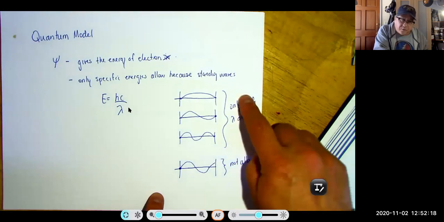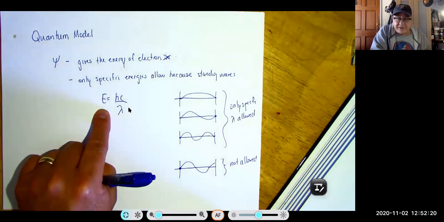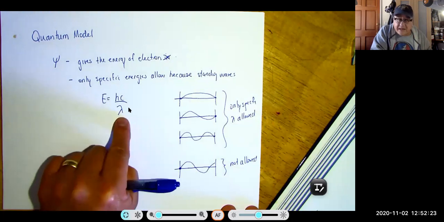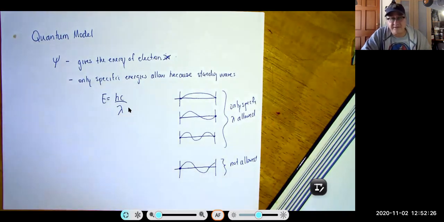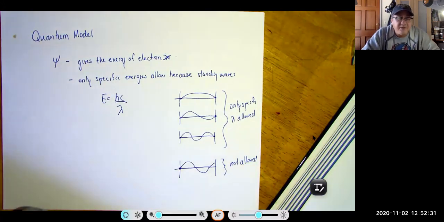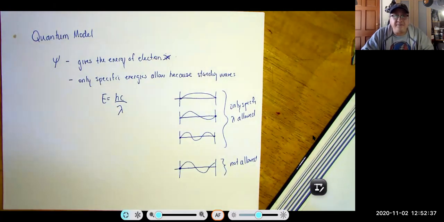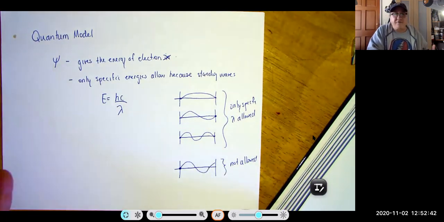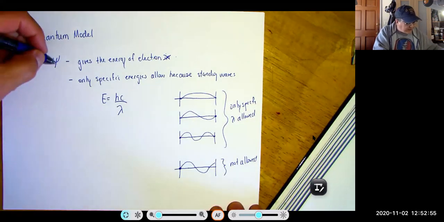If you have only specific wavelengths allowed, what does that mean about the energy? Well, if you only have specific wavelengths allowed, then you only have specific energies allowed. Okay? So do you remember how with Bohr's atom, only specific orbits were allowed? And because of that, only specific energies are allowed? Well, here, you don't have that artificial hamstring where you say only specific energies are allowed. You say, if we treat them as standing waves, then only specific energies are allowed. So this gives the energy of the electron.